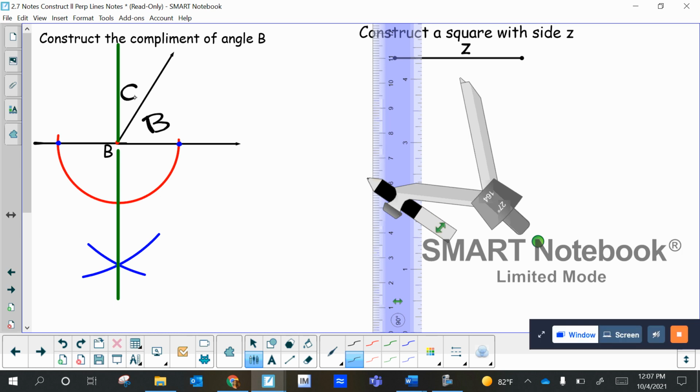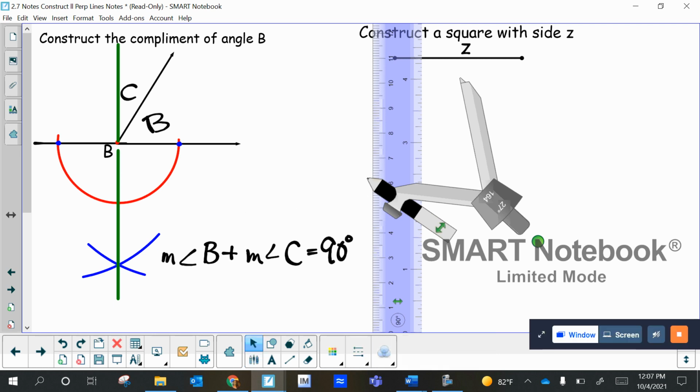What does angle B plus angle C equal, guys? 90, and that's what complement is. And so let's write that here off to the side. Angle B, the measure, plus the measure of angle C equals 90. That's it.